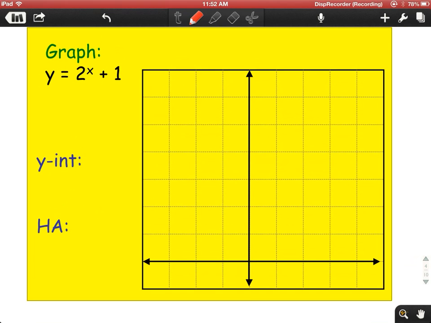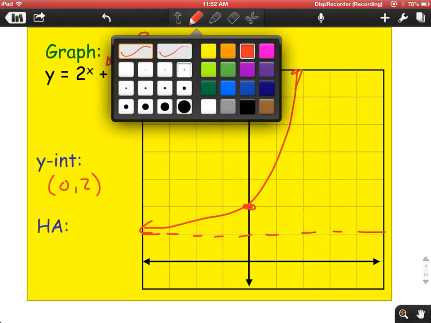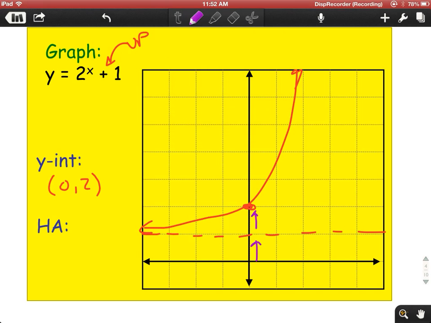So what about graph shifting? If we know the attributes of the parent graph, we know that this is going to be an upshift, plus 1. And what that means is that everything, including the asymptote, moves up 1, including the y-intercept. And if this is growth, it's going to look something like that. So the y-intercept is increased by 1. Everything got pulled up 1. The horizontal asymptote, instead of y equals 0, is now y equals 1.